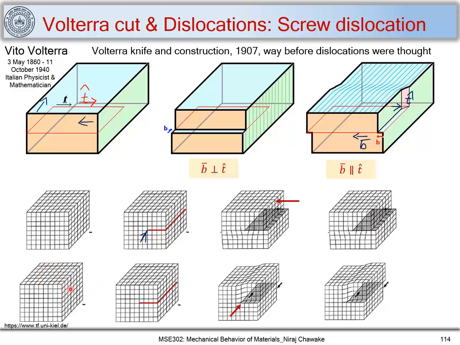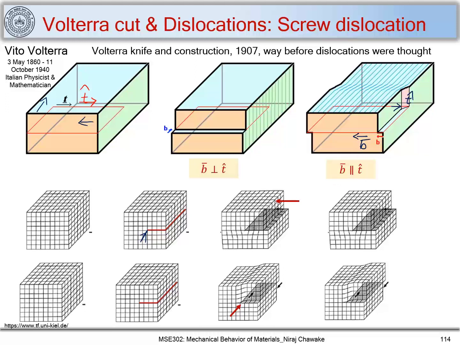Now let's look at the scenario for a screw dislocation. I take a perfect crystal, I mark a cut over here, and that cut is made through a Volterra knife. Then I push this material along the dislocation line. So your dislocation line and Burgers vector are parallel to each other, and you create a defect like this. This is called a screw dislocation. So these are two important definitions for a dislocation. When the Burgers vector is perpendicular to the dislocation line vector, it is called an edge dislocation. When the Burgers vector is parallel to the dislocation line, it is called a screw dislocation.